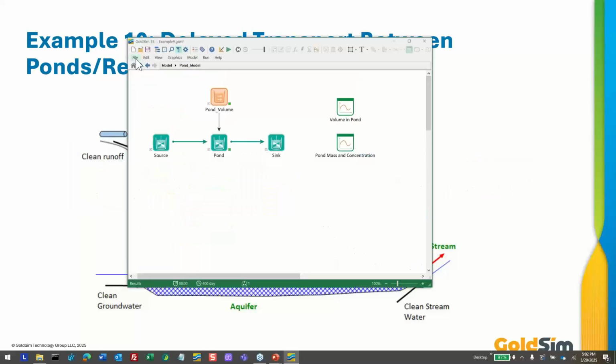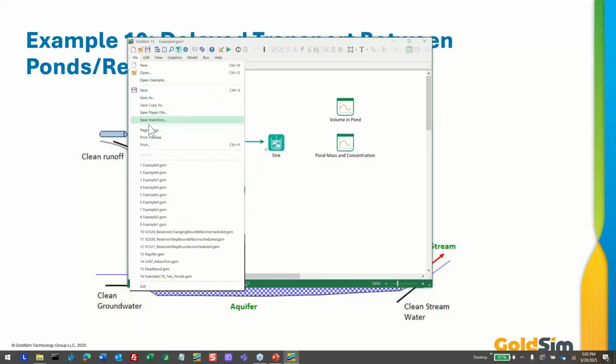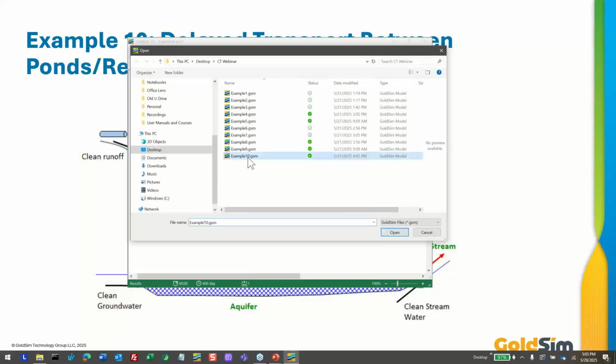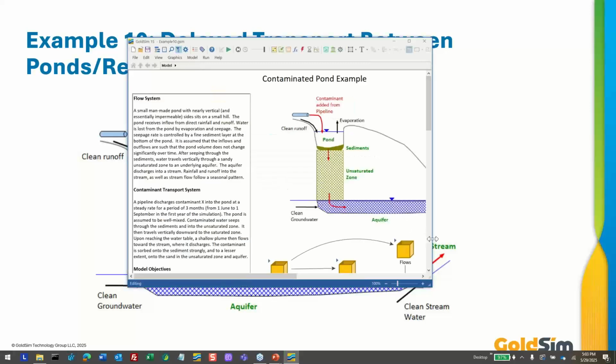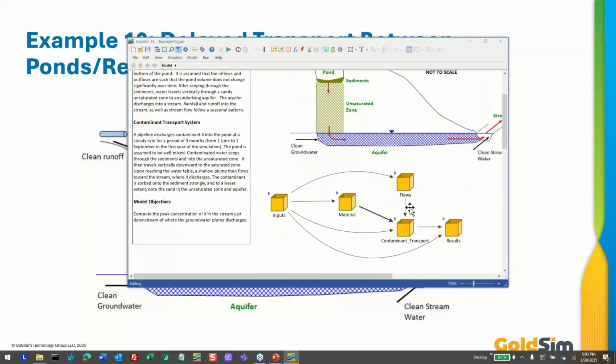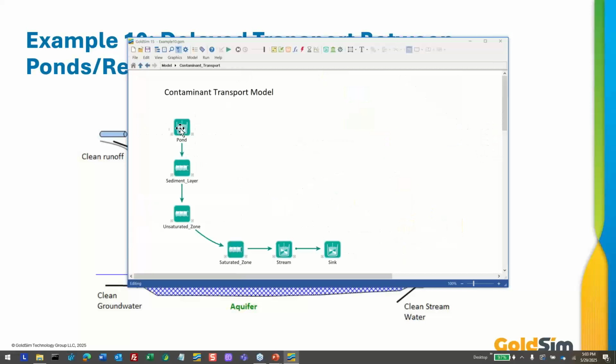And the way we're modeling this particular system is we're going to use a couple aquifer elements to represent this system. And the model looks like this. And if we go in and see how we simulated it, we have our pond, which is a mixing cell. We have an aquifer element, which represents the transport through the sediments, because it takes a while to move vertically through the sediments. Then it takes a while to move vertically through the unsaturated zone. Then it takes a while to move horizontally through the saturated zone. And then we have a stream, which is another mixing cell, okay?